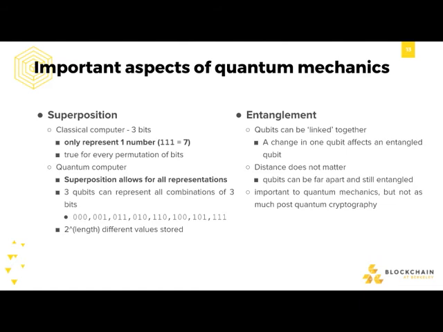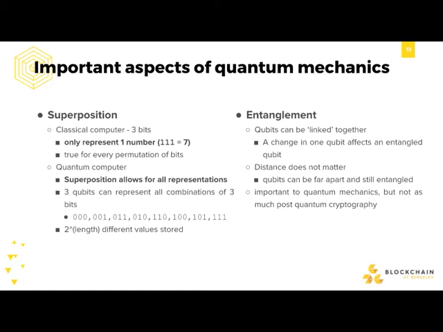Going more into it, take a classical computer that's storing something in 3 bits. If you have the number 111 in binary, that's a 7. That's true for any permutation of bits: it can only refer to one value. However, when you have qubits, superposition allows for all representations. Imagine that you have 3 qubits. Those 3 qubits can not only represent 111, but all 8 different combinations. Basically, these qubits can represent all the combinations of 3 bits.